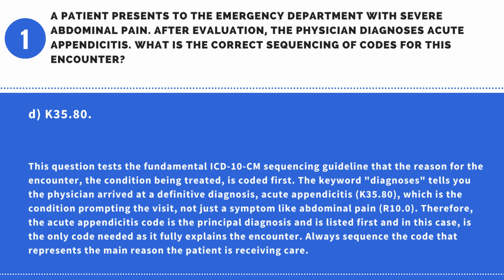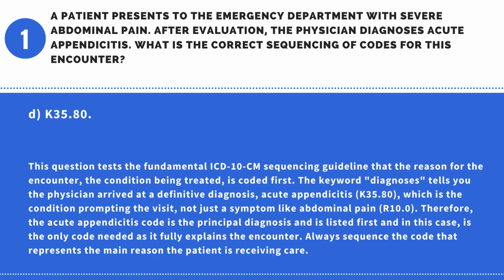Answer: D. K35.80. This question tests the fundamental ICD-10-CM sequencing guideline that the reason for the encounter, the condition being treated, is coded first. The keyword "diagnoses" tells you the physician arrived at a definitive diagnosis, acute appendicitis, K35.80, which is the condition prompting the visit, not just a symptom like abdominal pain, R10.0.